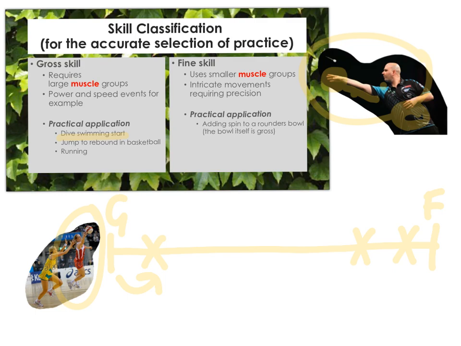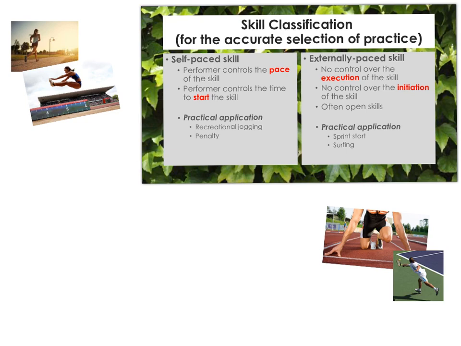Running, you may argue in comparison to that, would be even lower towards the fine end because you are using your lower body to run. Your upper body is relatively stable. So for this next continuum, we looked at the pace of a skill and whether that was set by the person, the performer themselves, or externally.